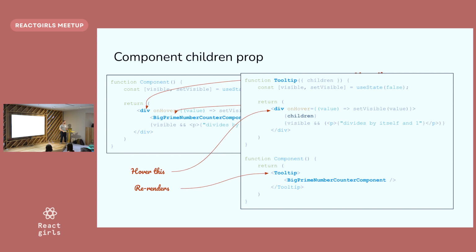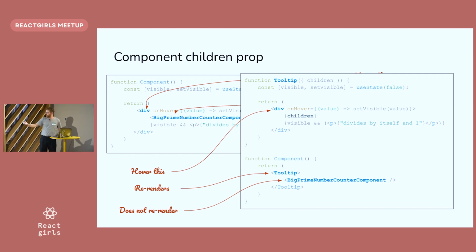The answer is it won't. It will not re-render because nothing made it re-render. Nothing changed in its parent. It's just being passed as children to this tooltip component, which we render, but the value of the children is still the same. It didn't change. This component here didn't change the big prime counter component. There's nothing in React that makes this component change. So even though the tooltip changed, its prop, the children, didn't change. So the tooltip will render, but the big prime number counter will not.